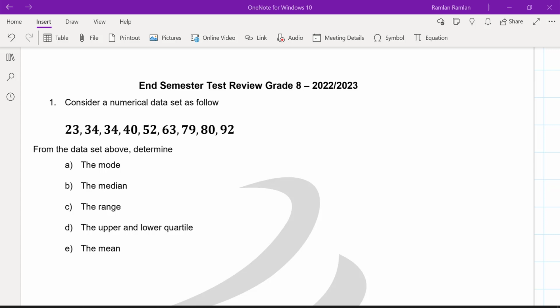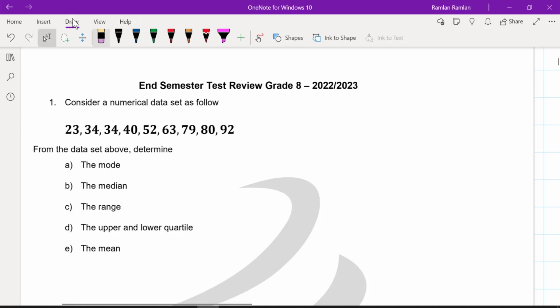Consider a numerical data set as follows. So we have these value here, 23, 34, 34, and so on, so on. And then from the data set above, determine the mode, median, range, upper and lower quartile, and the mean.